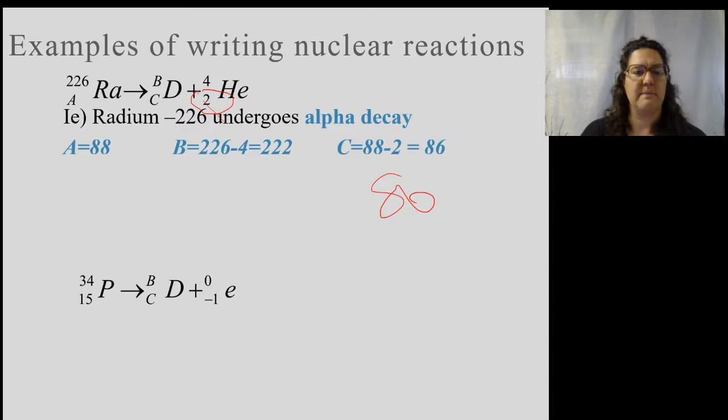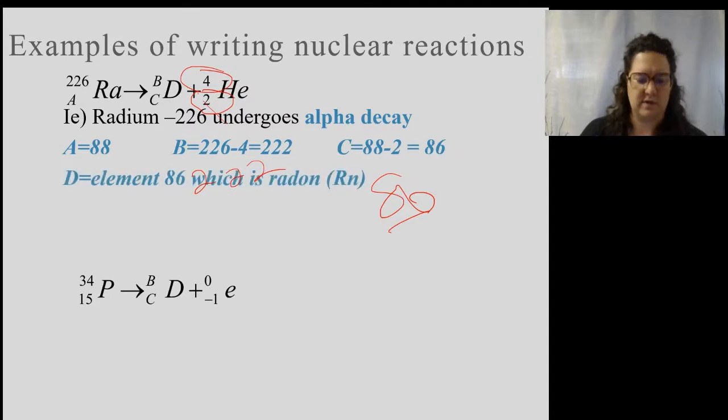Now we have to identify B, which is going to be the mass on the reactant side minus the mass of the helium. So 226 minus 4, so it's 222. So we're going to look for atomic number 86 on our periodic table, which is going to be radon.